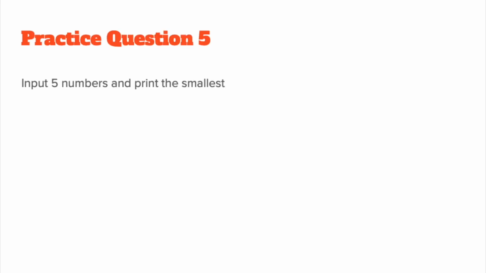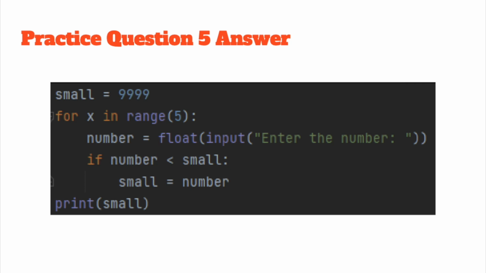Time for you to practice. Input 5 numbers and print the smallest. Pause the video, have a go, and then continue to check your answer. Okay, you should have something similar to the code previously. A very large number as small, for x in the range 5 or index in the range 5, which is probably better. Number is equal to float input. If number less than small, small equals number, print small, which is outside the loop.